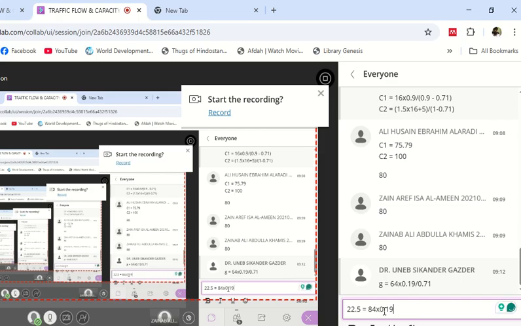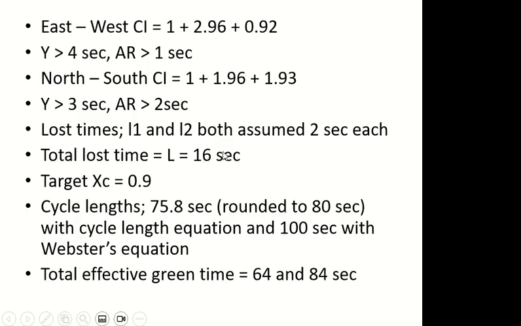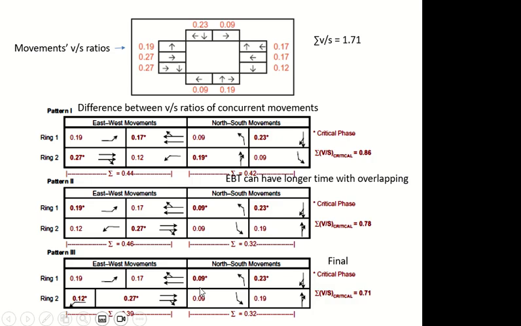84.19 V by S of this movement divided by 0.71 total V by S. Okay, this I got 22.5. So for all these values I do the same thing with all these values.